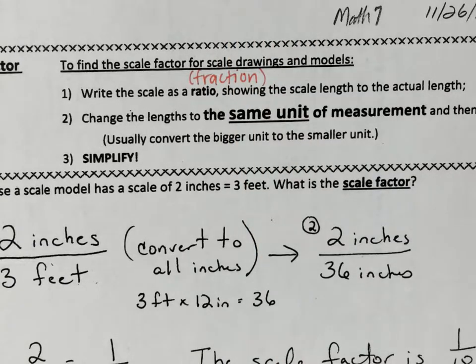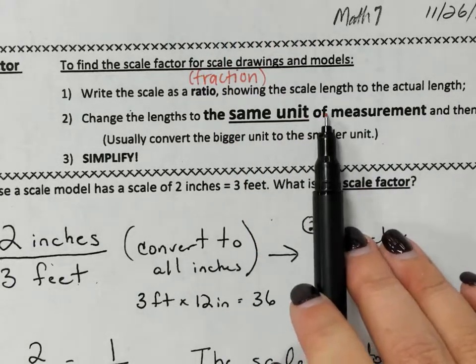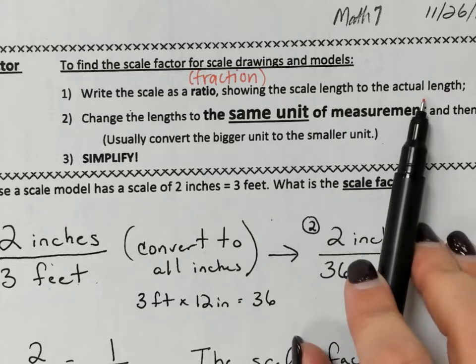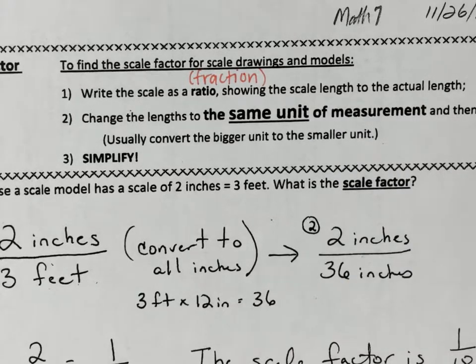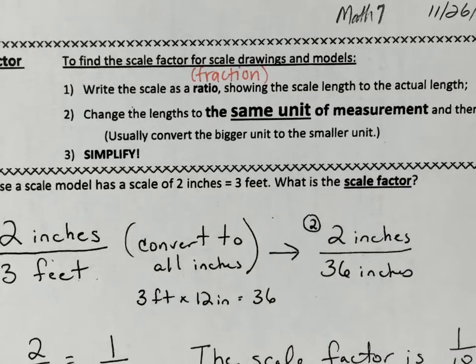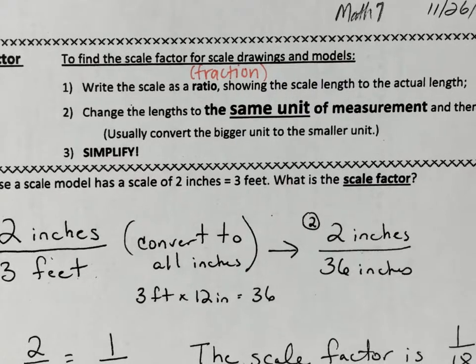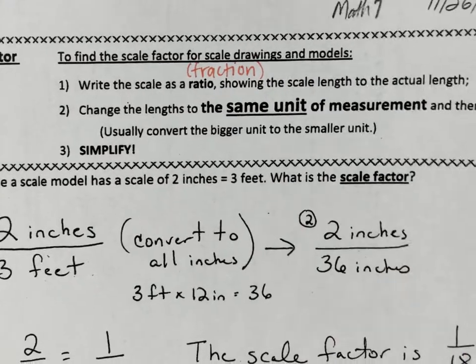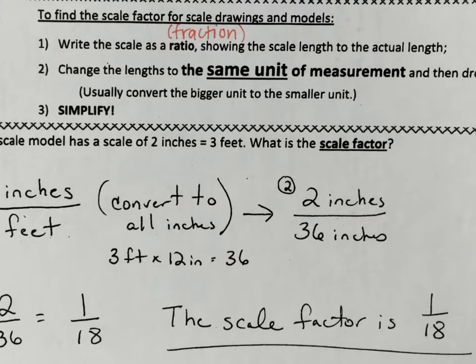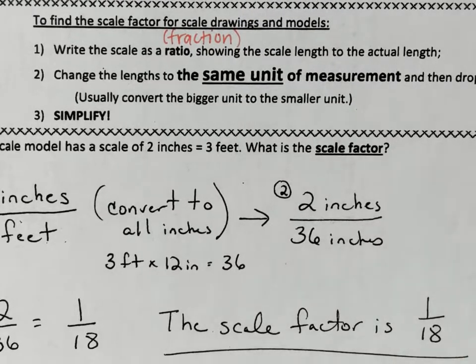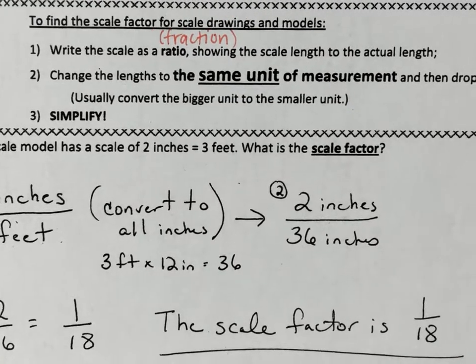And it's going to compare that scale length to the actual length. Okay. So that very first step is to write your scale as a ratio. Once you do that, your second step is going to be to change the lengths to the same unit of measurement and then drop those measurements.